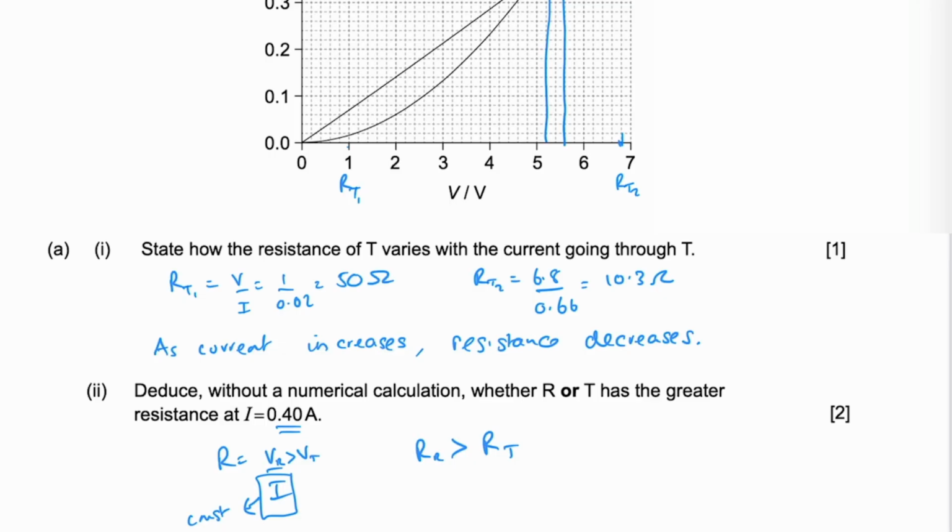So the answer is 1, resistance of R is greater than the resistance of T, because 2, for the second mark, the current through each resistor is the same.